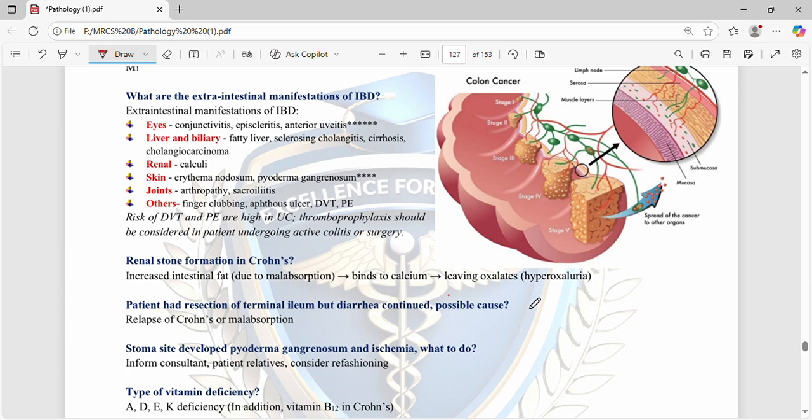So this is the continuation of the inflammatory bowel disease section. This is the second video: renal stone formation. How does renal stone formation occur in IBD?